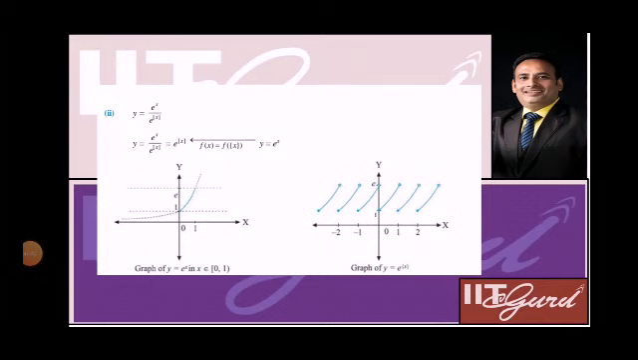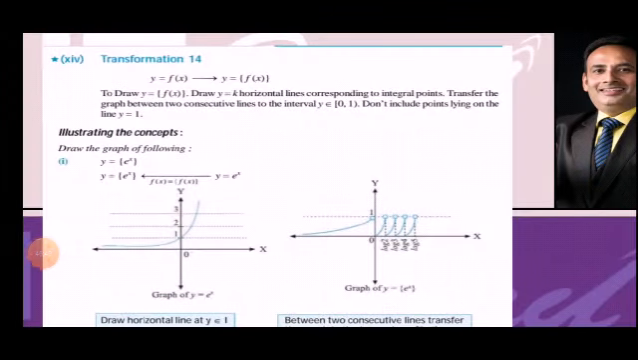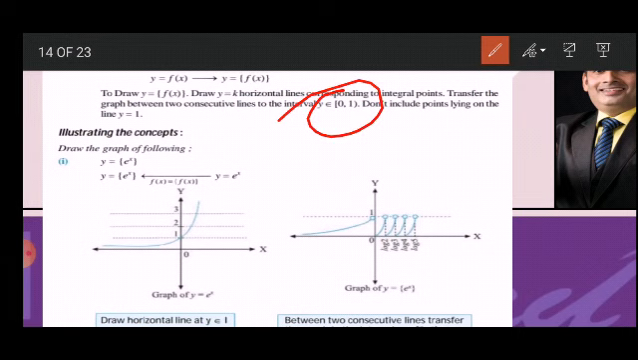So we will take one more example over here. Now the new transformation: y is equal to f(x), and we are interested in finding the graph of y equal to the fractional part of f(x). To draw y equal to the fractional part of f(x), draw y equal to k horizontal lines corresponding to the integral parts. Transfer the graph between two consecutive lines to the interval y belongs to 0 to 1, because the fractional part consists only of values between 0 and 1. This is the range of the fractional part of x. Don't include the points lying on the line y equal to 1.